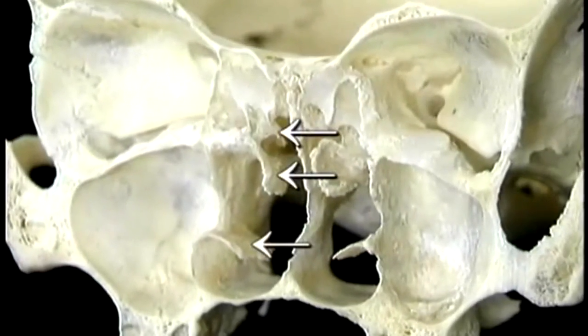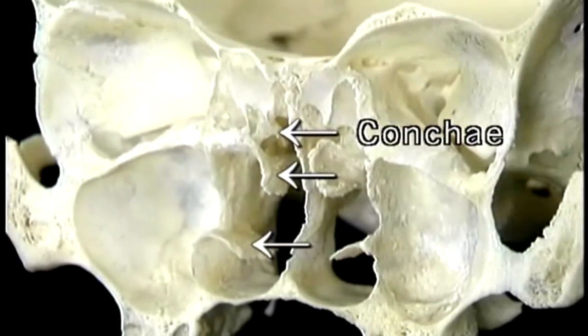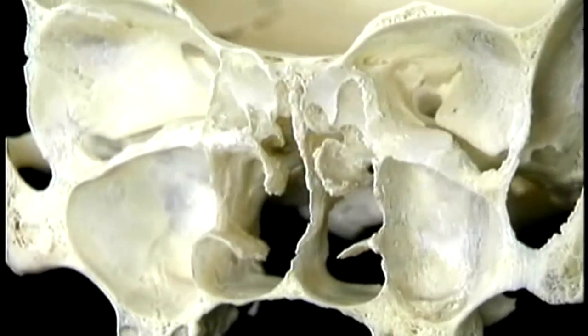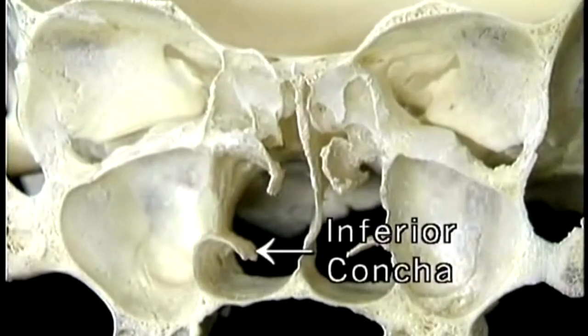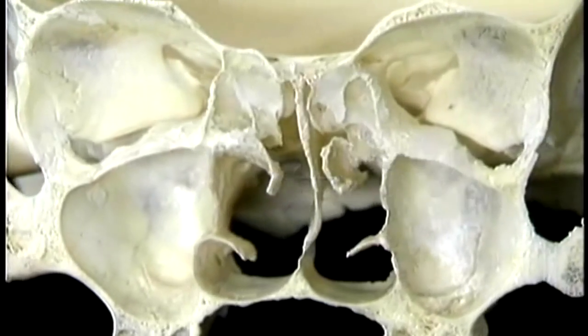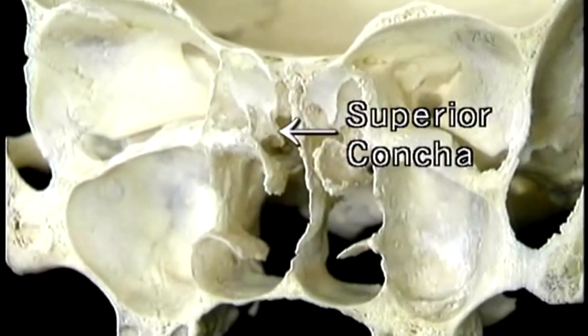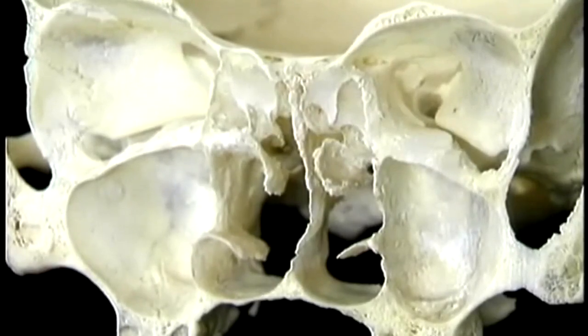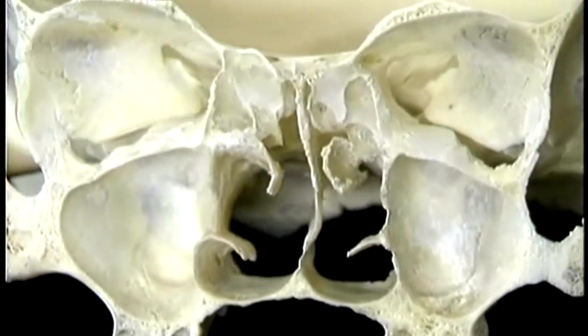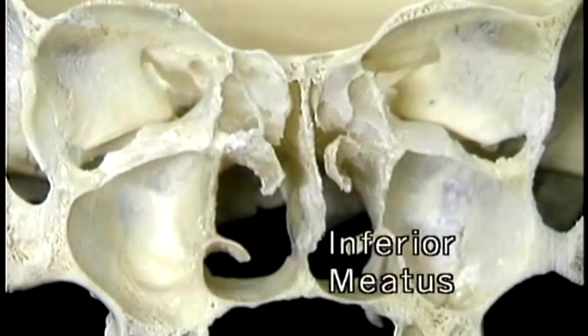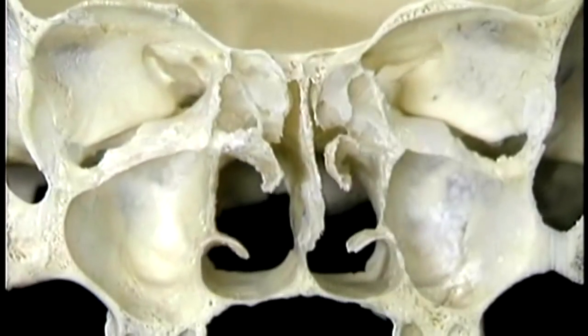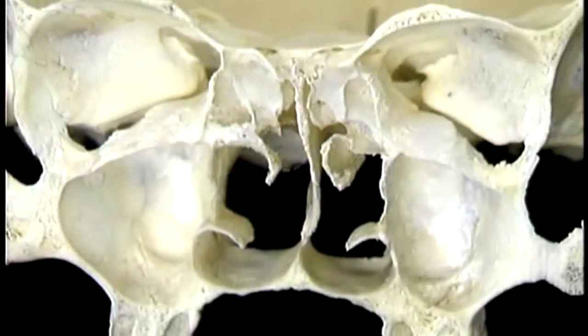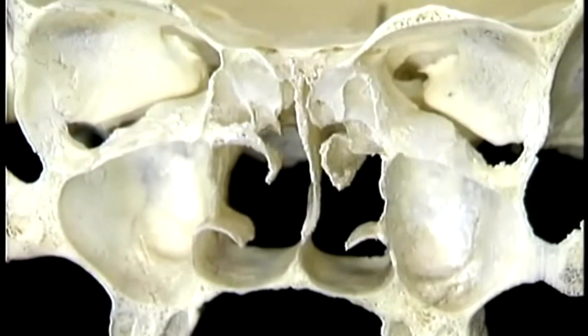3 delicate bony projections, the conchae, also known as the turbinate bones. This is the inferior concha, this is the middle concha, this is the much smaller superior concha. The 3 conchae partially divide the air passage into 3 parts: the inferior meatus, the middle meatus, and the superior meatus.